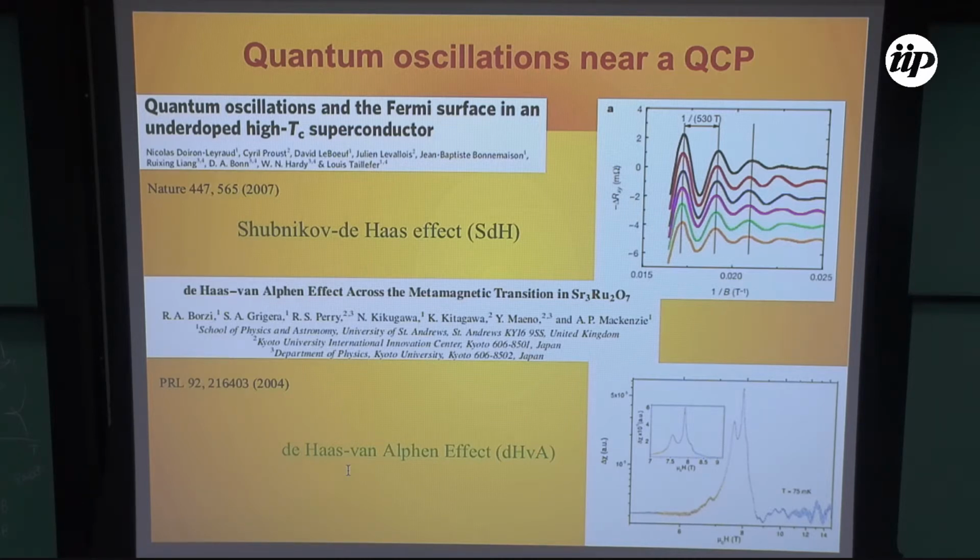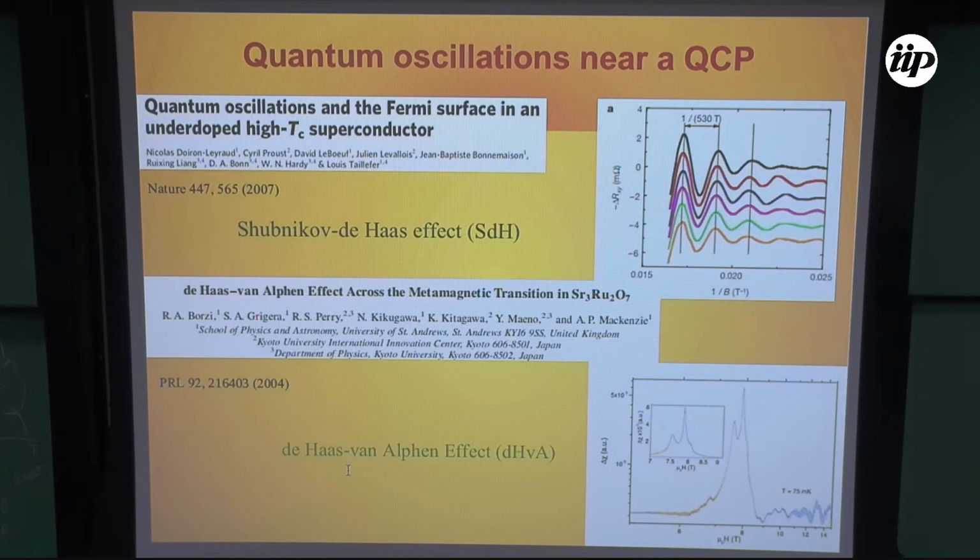And these are just two examples. This is an example of cuprate. It's an experiment measuring resistivity in terms of 1 over B, and you see oscillations, and from these oscillations you can recover the form of the Fermi surface.